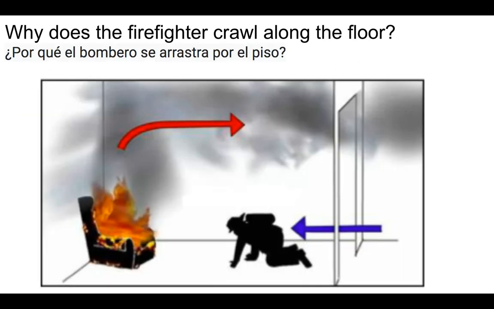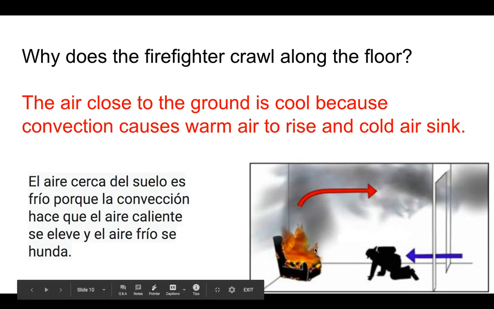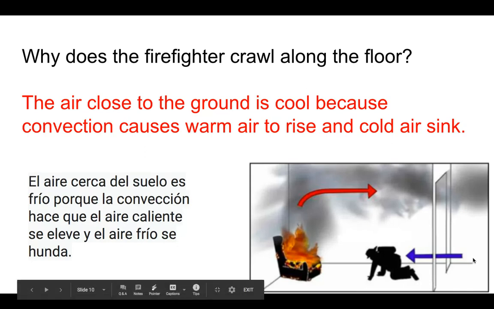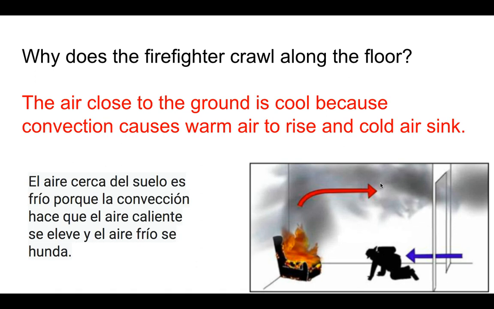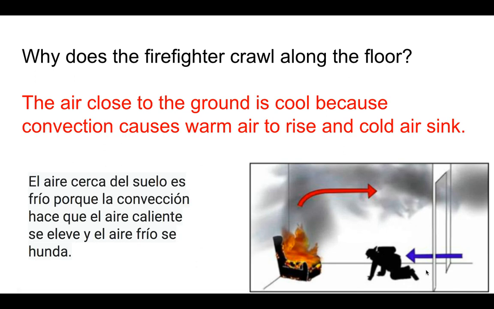Why does the firefighter have to crawl along the floor? What do you think? Is this conduction, convection, or radiation? If you said convection, you would be correct. What I see happening here is you have your fire. This heat from the fire warms up the air, and what ends up happening is this warm air becomes less dense, it rises towards the ceiling. The cold air is more dense, it sinks towards the floor, and that's why the firefighter has to crawl along the floor. He doesn't want to stand up and breathe in this rising smoke. The smoke would choke him. It's better for the firefighter to breathe in that clean, cold air.